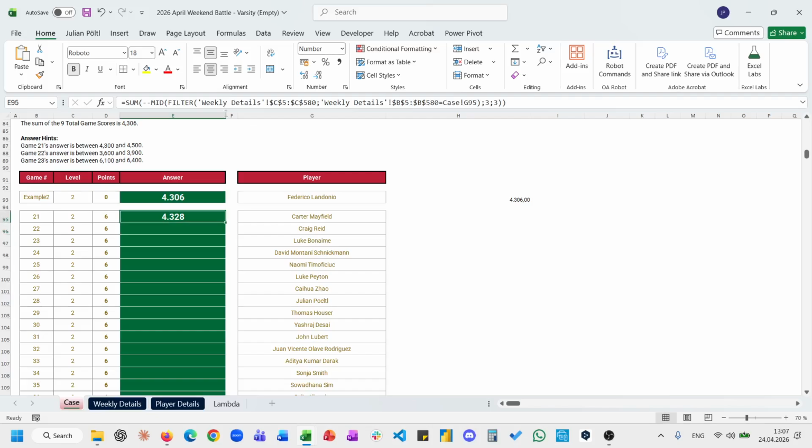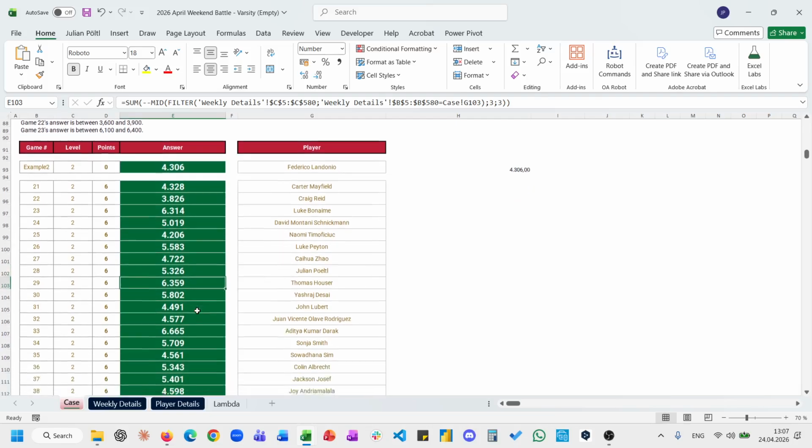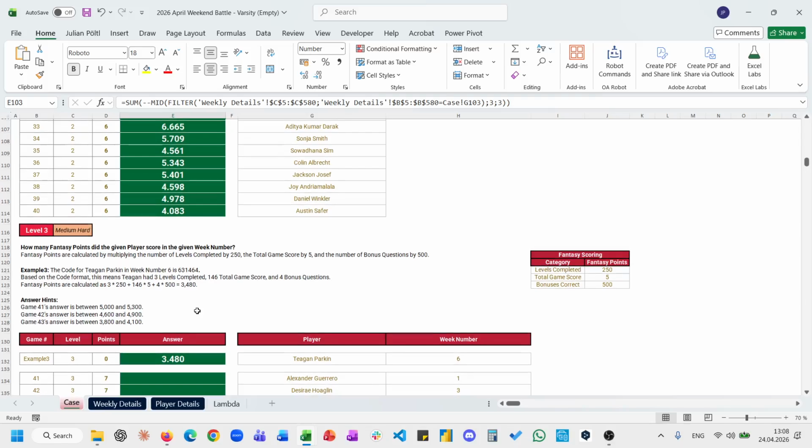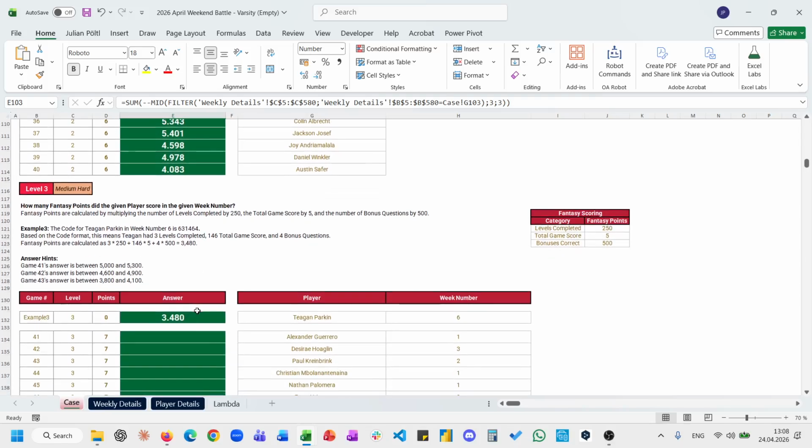How high is my score? Let's find out. I have not the highest. Who is Thomas Hauser? So here, not the real scores. How many fantasy points did a given player score in a given week? Fantasy points. Okay.